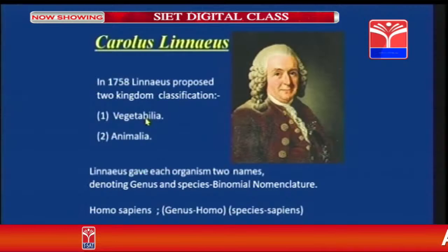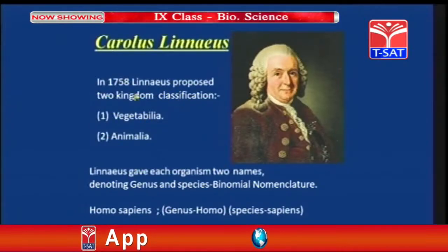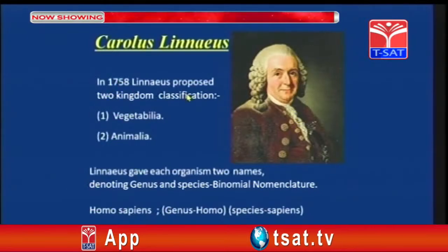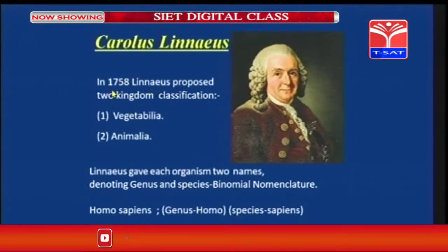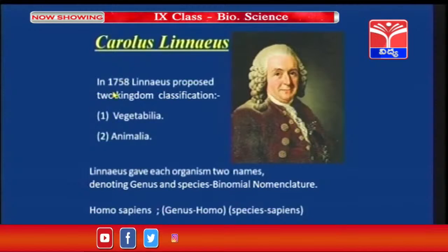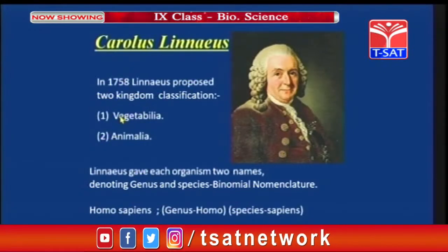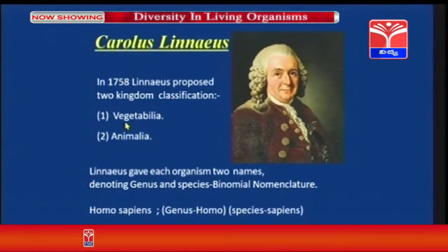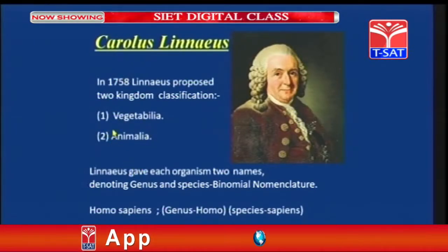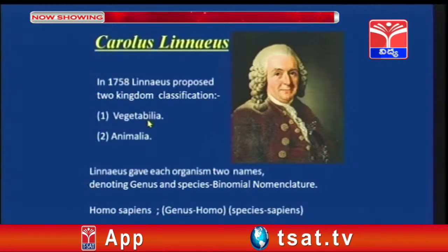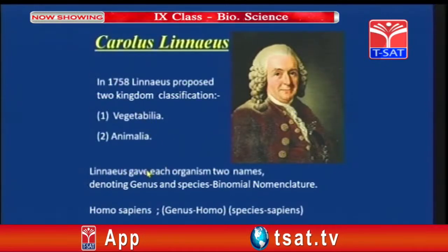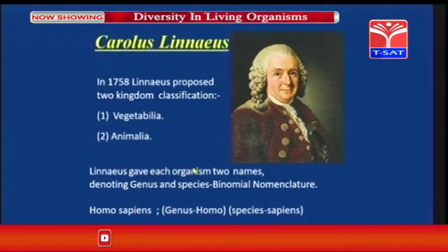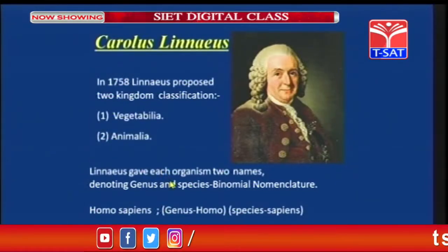Carolus Linnaeus is the person who discovered 2-kingdom classification in the year 1758, and he classified the organisms into 2 kingdoms, that is Vegetalia and Animalia. Along with the 2-kingdom classification, Linnaeus also discovered binomial nomenclature. What is binomial nomenclature, children? So let us understand what is binomial nomenclature.